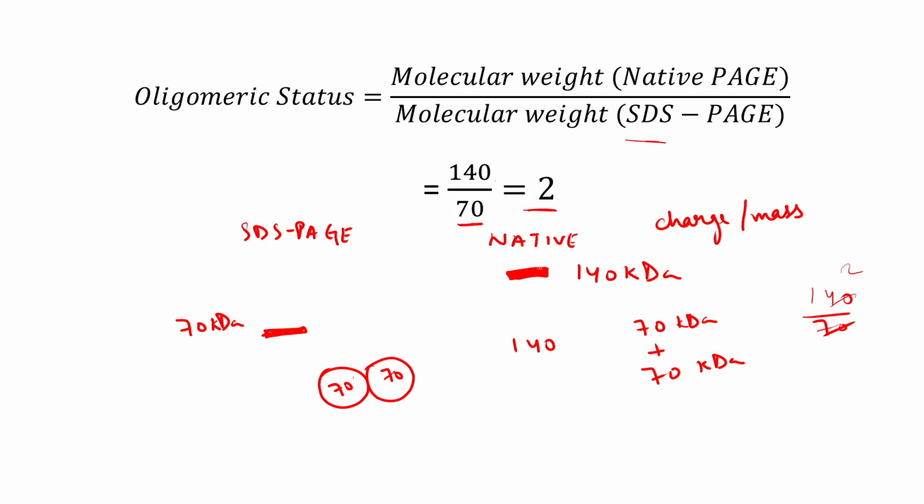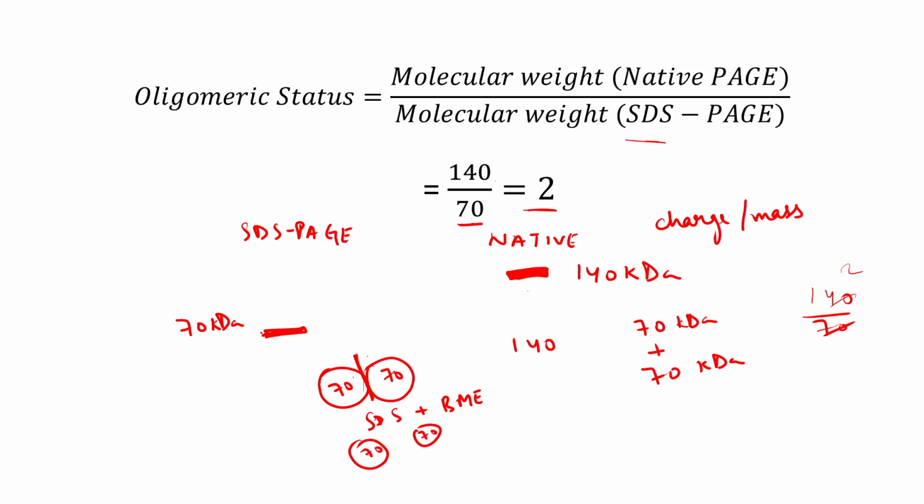So when we are running native PAGE, there is no breaking of these units, there is no SDS, there is no beta mercaptoethanol. So the unit ran together as a 140 kilodalton protein. But in SDS PAGE, what is happening? We are adding SDS, we are adding beta mercaptoethanol. So all these things are breaking this protein into 2 fractions. So we now have 2 70 kilodalton separate proteins, right?